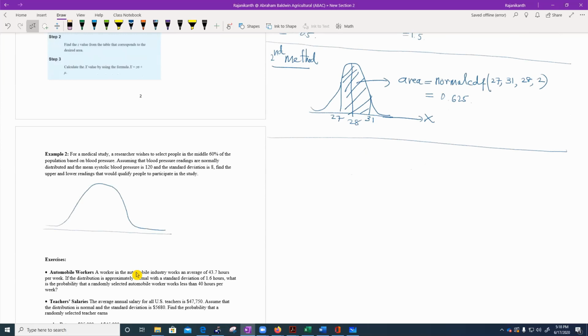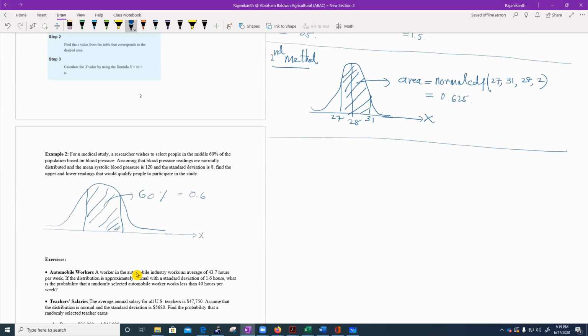So if you draw the picture for this problem, since this is normally distributed, I could draw the normal curve. Now we are going to check the middle 60 percent. But we don't know the upper and lower readings. So this is the question. Let me explain first. We already know the mid portion area, percentage means area. So we are going to look at 60 percent of the mid portion. 60 percent means, if you divide by 100, it is 0.6. So you know the area.